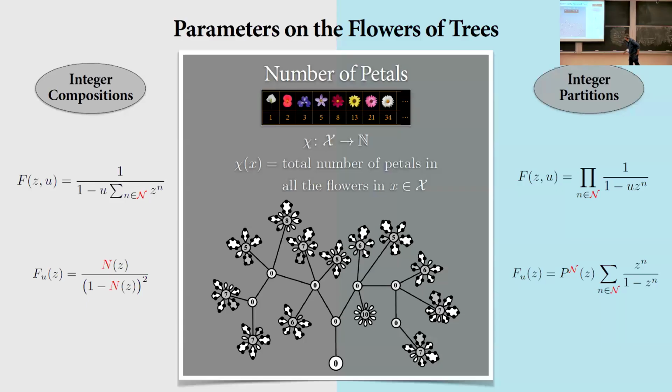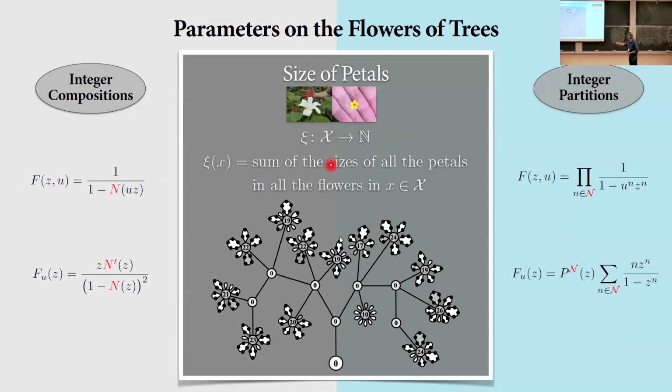Yeah, and I haven't talked about specific parameters. So we consider the number of petals, and you can obtain the bivariate generating functions easily for this. I don't know if you know, but if you count flowers, the number of petals, apparently they follow a Fibonacci kind of pattern. Well, that's what they say. That doesn't matter. And then the size of the petals, right?